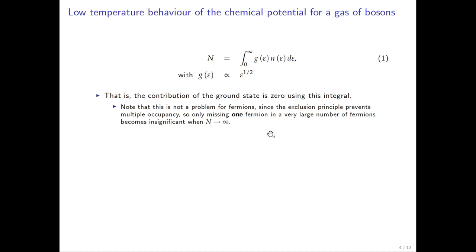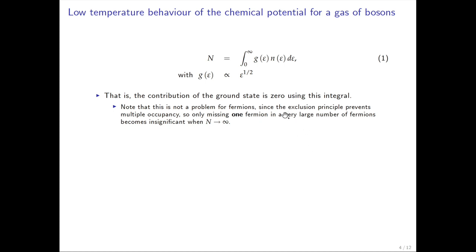And usually that's not a problem for fermions because the exclusion principle prevents multiple occupancy. So missing one fermion down there when we go to a very, very large number is not really going to affect anything. It's going to be quite insignificant. But that's not the case with bosons because we could get a whole lot of particles down there at 0 energy.